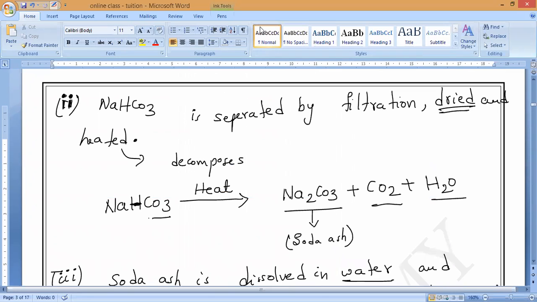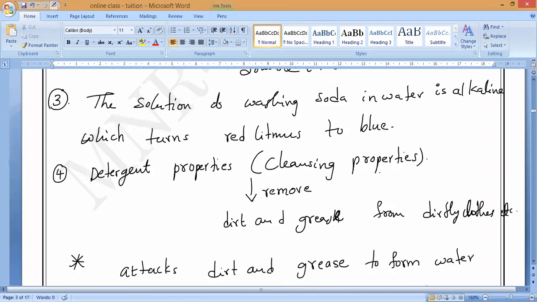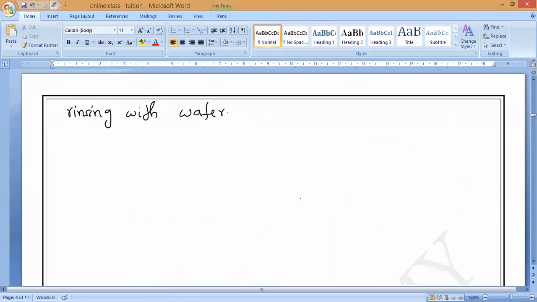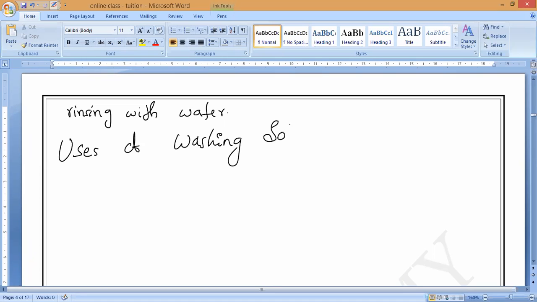Very, very important. Do you understand or not? Let me know. Arvind, Harini, Arya, Pranav. Yes, sir. Understood, sir. Okay. If you understand this, then we will go with the last concept of washing soda: uses of sodium carbonate. All of you keep reading. Uses of washing soda.